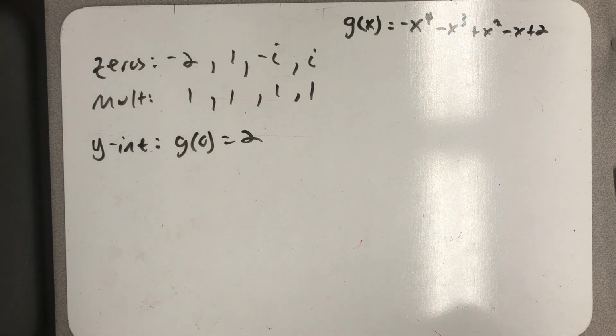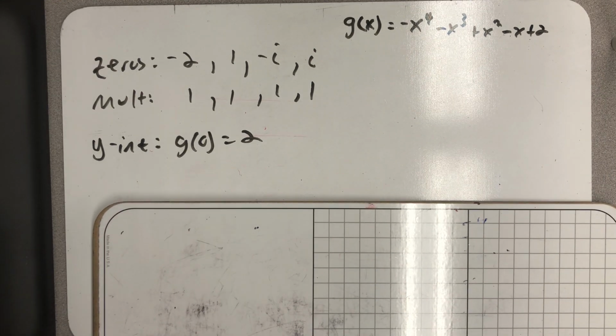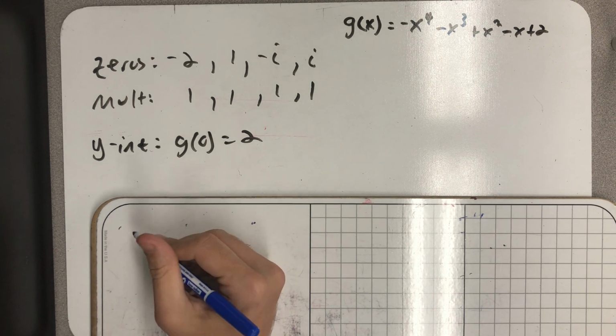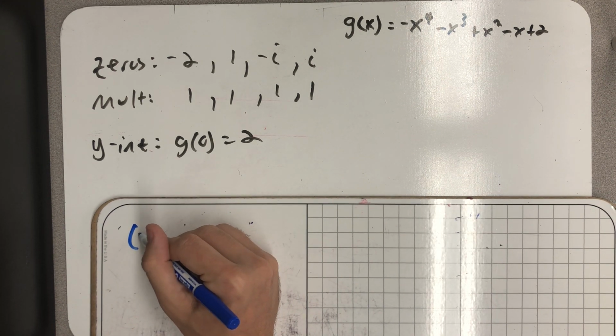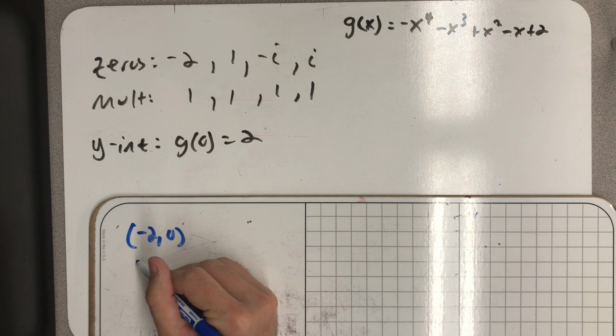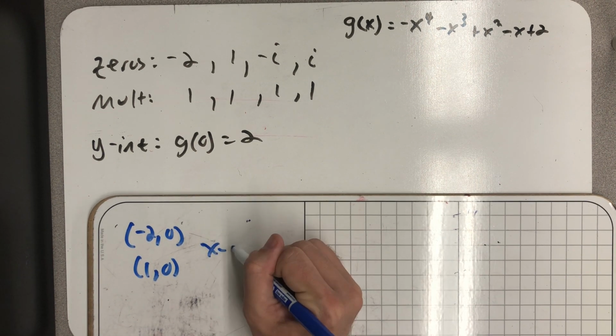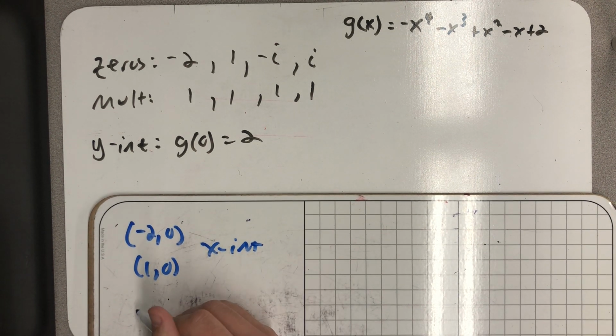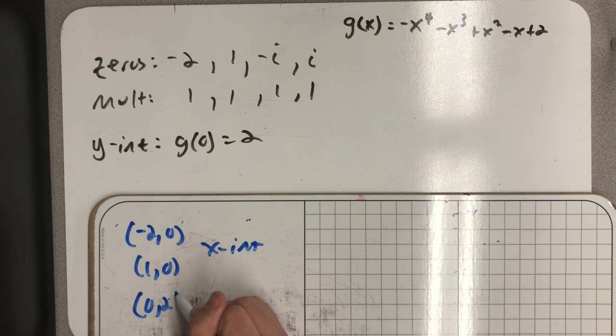All of our real zeros are going to become x-intercepts. Because our real zeros have a multiplicity of 1, we know that our graph will cross through at those values and not just touch and bounce. And I'll plot my y-intercept as well. All right, so my x-intercepts, minus 2, 0 and 1, 0. Here are my x-intercepts. My y-intercept, 0, 2.